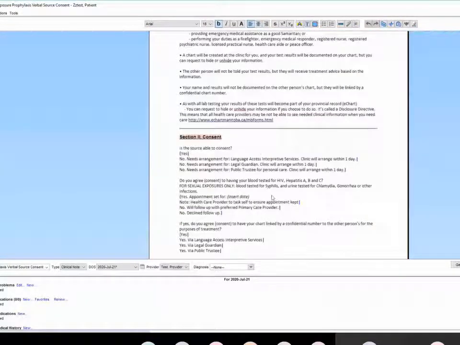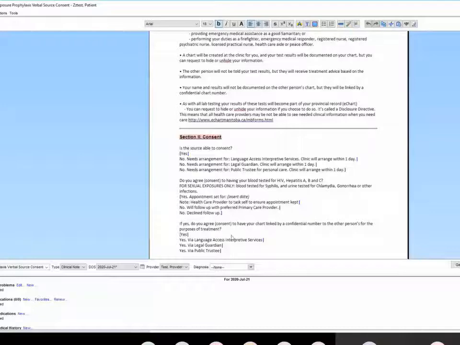Then we just have the pick list of whether the source was able to consent, yes, or yes, they are, but they need the assistance of language access, public trustee, whatever the case might be. And then the question of whether they are going to consent to having their blood work and tests completed. If so, we can book that appointment with them at the clinic if they want to come in, or if they would prefer, we can't insist that they come to one of our 5 hub sites for that blood work. They can go anywhere.